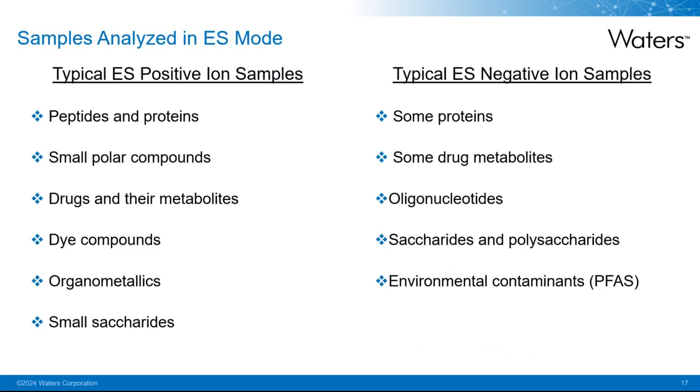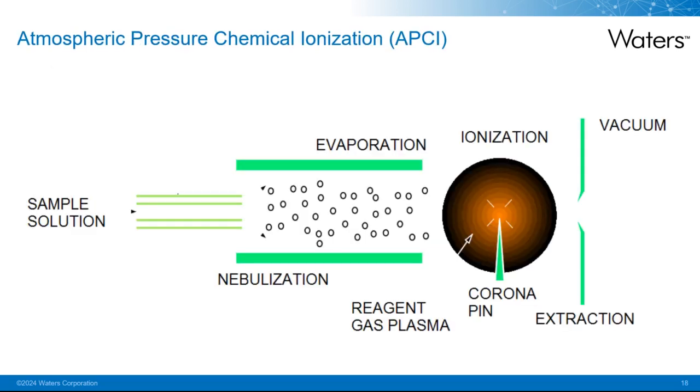So to summarise, electrospray is widely used because it can ionize a wide range of analytes over a wide mass range, from small molecules to large proteins. But as we saw earlier, it works best for compounds that are slightly polar to highly polar in nature. Just as an example, some typical electrospray positive ion samples versus electrospray negative ion samples can be seen in the slide below.